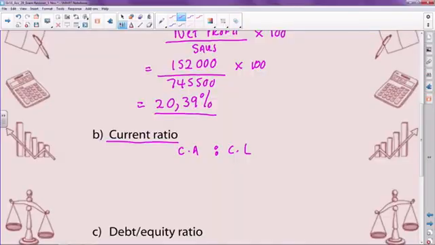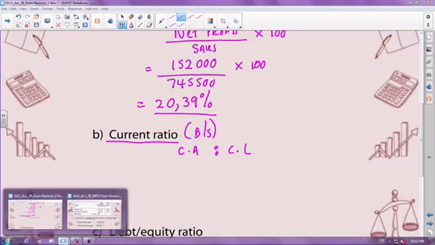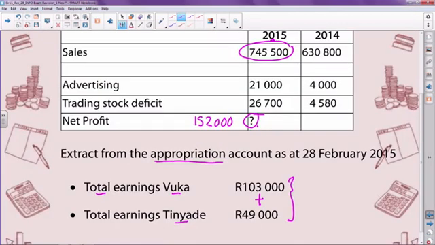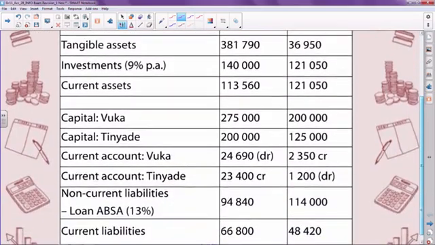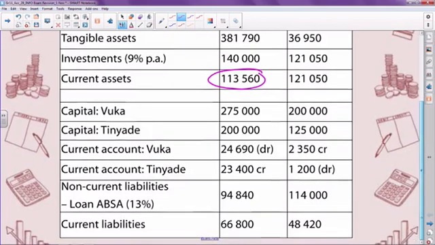My current ratio is current assets to current liabilities. Immediately, I'm going to get this information from the balance sheet. So let's go to our information, and let's go to the extract of the balance sheet. There we go. My current assets is given to me at 113,560, and my current liabilities is given to me at a figure of 66,800. So let's transfer these figures to our answer sheet. Current assets, 113,560.